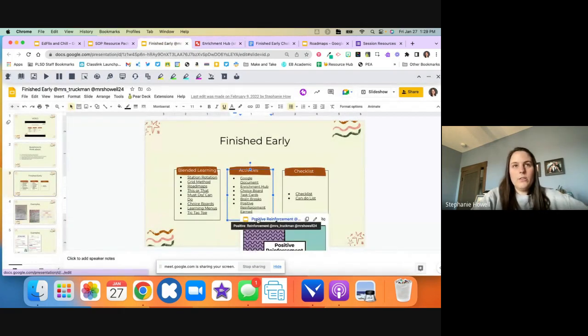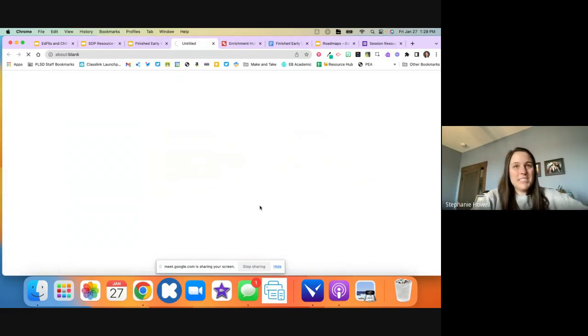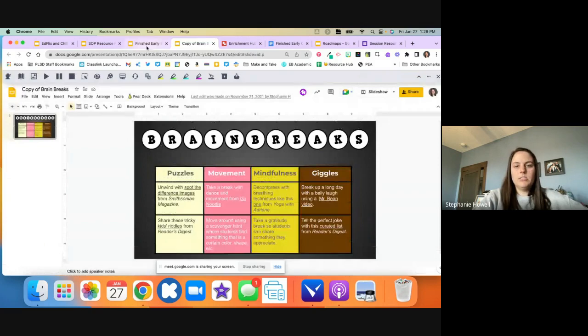That's one of my favorite hubs, by the way. I love that hub. You could also do some brain breaks. So if you wanted to do some type of brain break where maybe they do puzzles or movement or mindfulness, that could be some options as well.